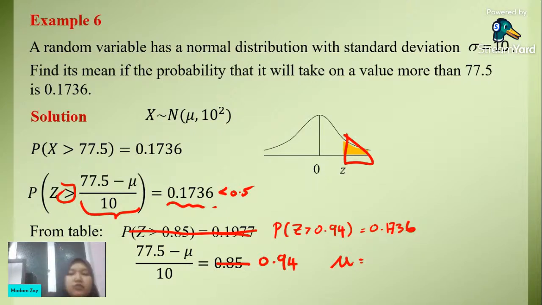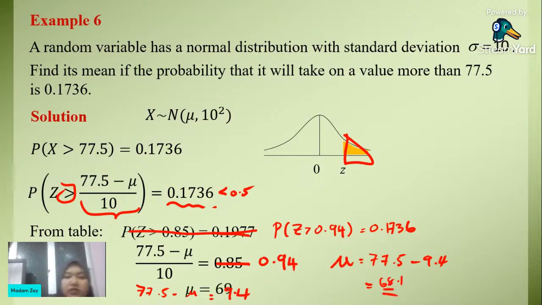And then, after we multiply by that, it will be 77.5 minus mu equal to 9.4. So mu is equal to 77.5 minus 9.4, which is equal to 68.1. So our mu is equal to 68.1. Okay, so sorry for the mistake there. I think that's all for example 6. I will continue with lecture 4 in the next lecture part.